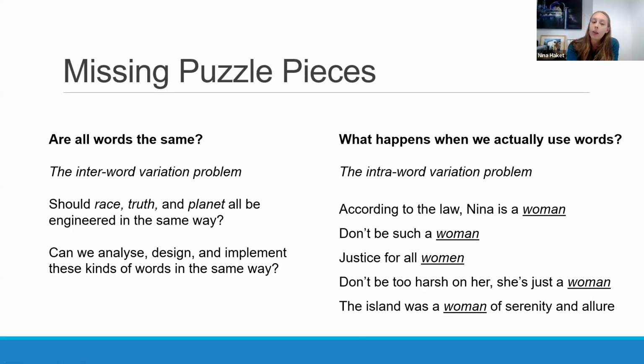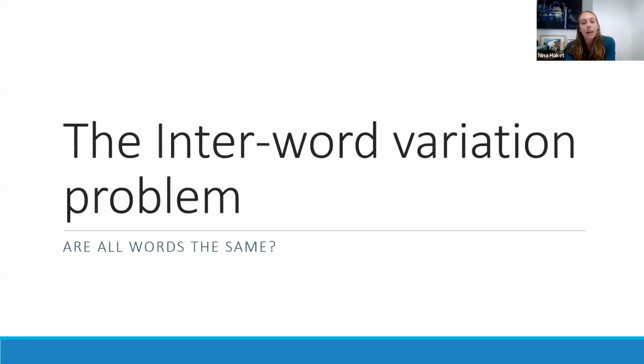Justice for all women is in all likelihood using these more socially orientated aspects of its meaning, whereas according to the law, Nina is a woman probably is using a more biological definition of it, or zooming in on the more biological features. So what we can see is that each token of the same type is not identical. They will retain some relation to the type definition of woman, but this kind of variation does throw a considerable wrench into word engineering. So that's what I'll be focusing on for the second half of this presentation. So let's turn first to the inter-word variation problem and ask ourselves, are all words the same?